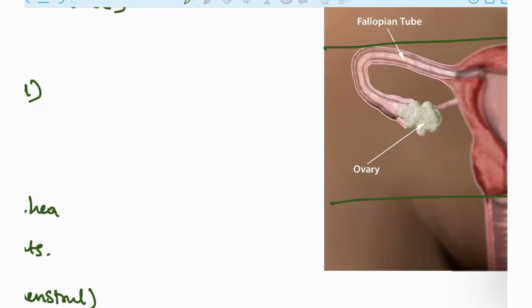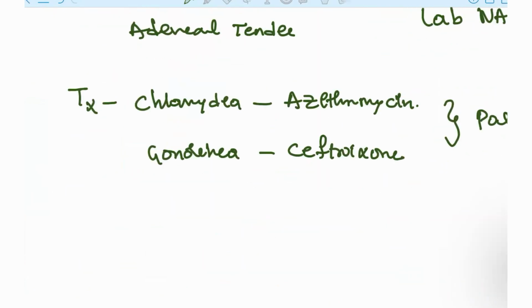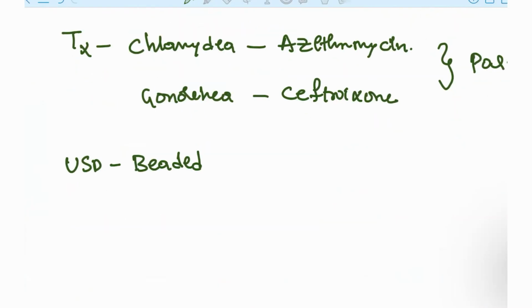Next, coming to the ultrasound findings of the patients who are suffering from PID. In the ultrasound findings of PID, you are going to see the beaded appearance, and this beaded appearance is usually around the fallopian tube. The other sign will be the cogwheel sign. Cogwheel sign will be seen.